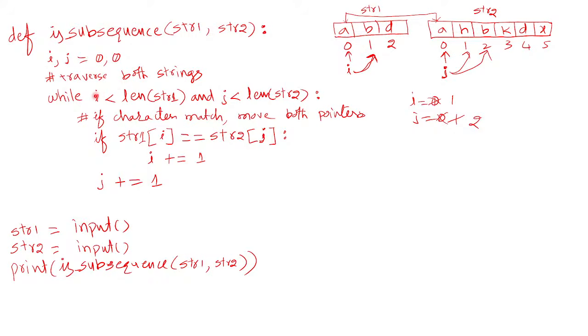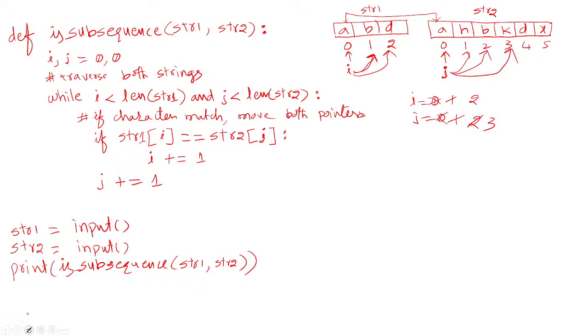Check the condition: 1 less than 3, yes, and j value is 2, 2 less than 6, yes. It checks again string 1 of 1 equal to string 2 of 2. b is equal to b, yes. So the i value will be incremented and also the j value will be incremented. Since there is a matching character, both are incremented, so i becomes 2 and j becomes 3. Now i goes to the next character and j points to the next character.